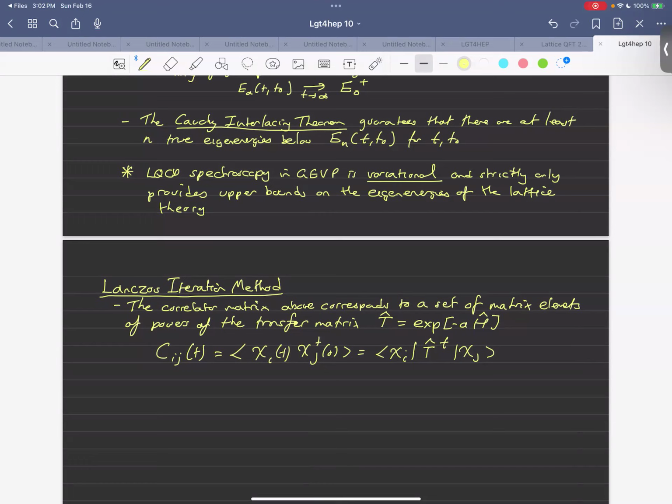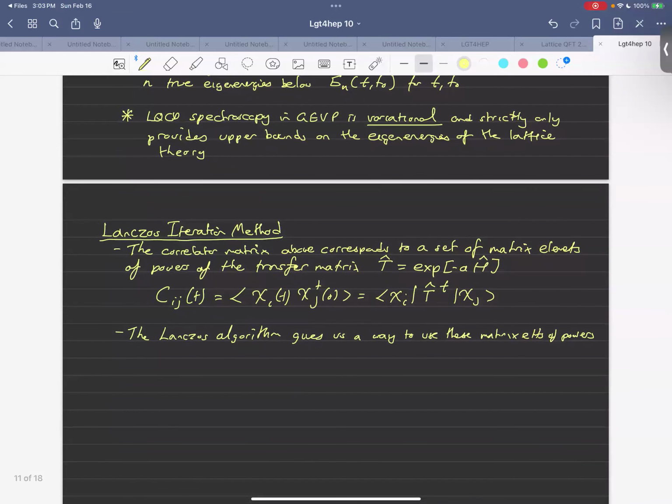And the Lanczos algorithm gives us a way to extract a subset of the eigenvalues of the full operator T, or an approximation to a subset of the eigenvalues, in doing much less work.